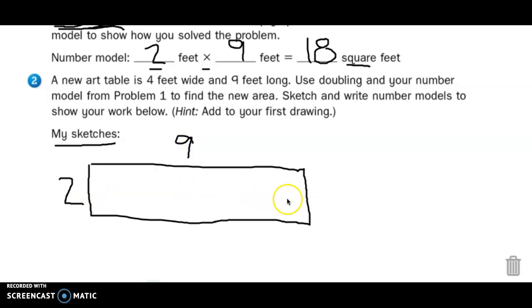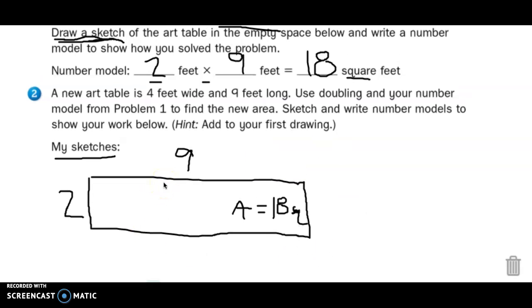Remember, if there were squares in here, there would be 18 little squares if I drew in all my rows. But I can just imagine them. I don't have to. So if this rectangle is a 2 by 9, I know that my area equals 18. And then our label would be square and then units, square feet. Okay, great. We are done with number 1. Our whole art table, 18 square units. That makes sense to me.